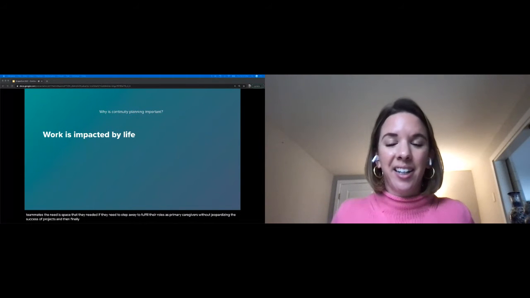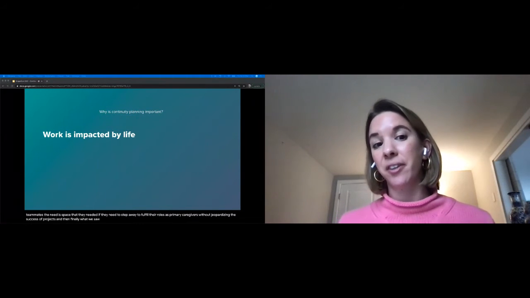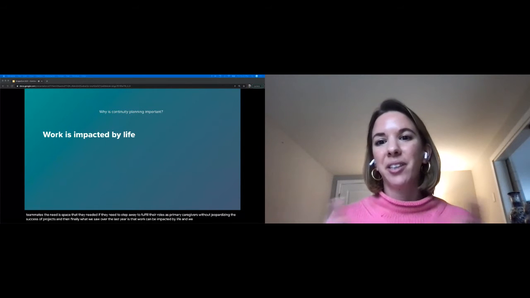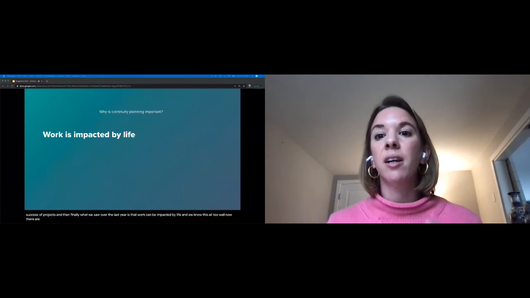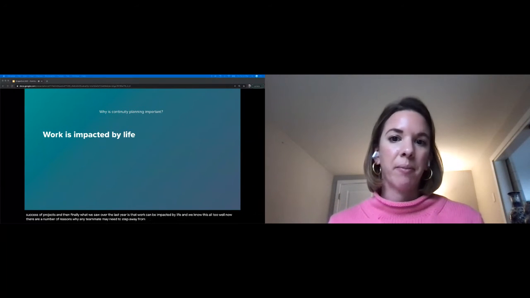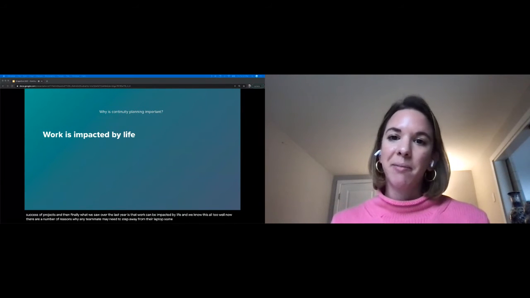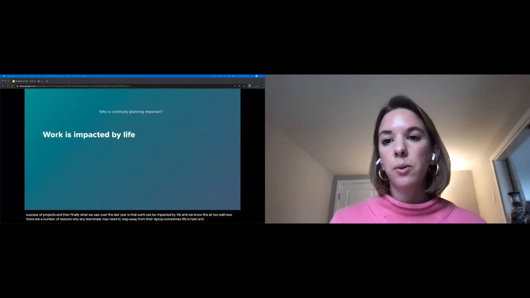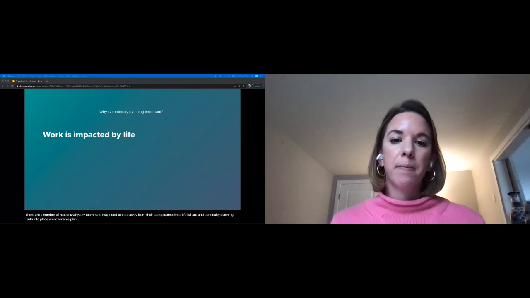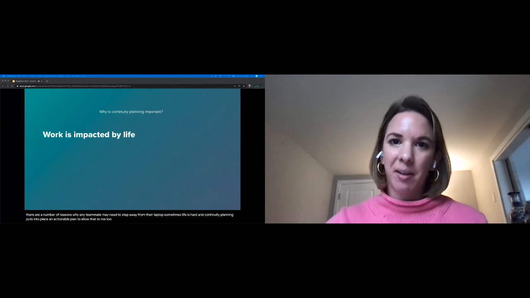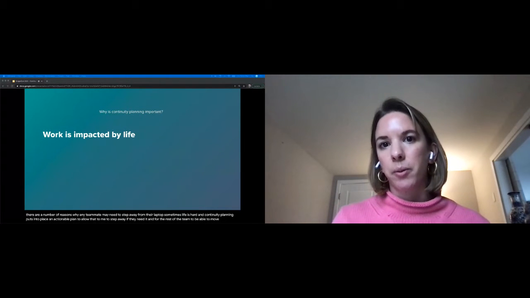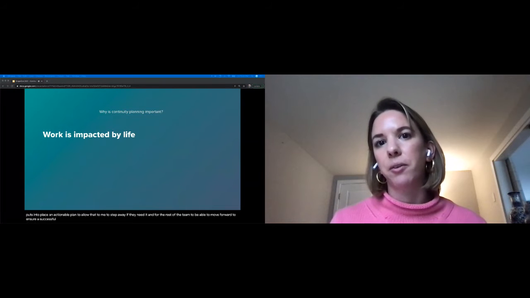And then finally, what we saw over the last year is that work can be impacted by life. And we know this all too well now. There are a number of reasons why any teammate may need to step away from their laptop. Sometimes life is hard, and continuity planning puts into place an actionable plan to allow that teammate to step away if they need it, and for the rest of the team to be able to move forward to ensure a successful project.